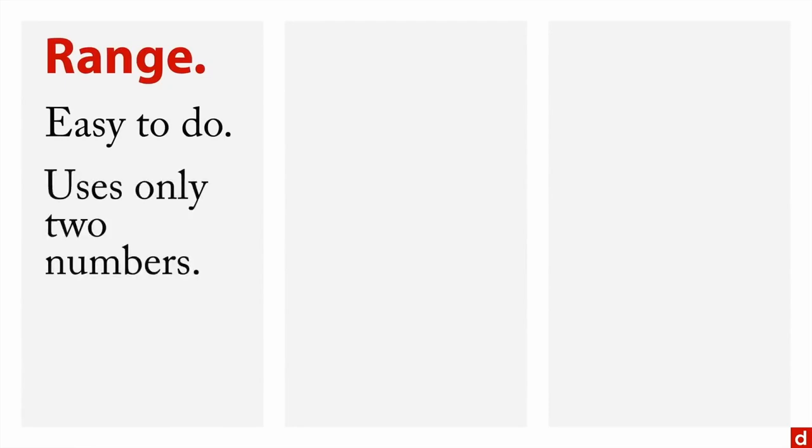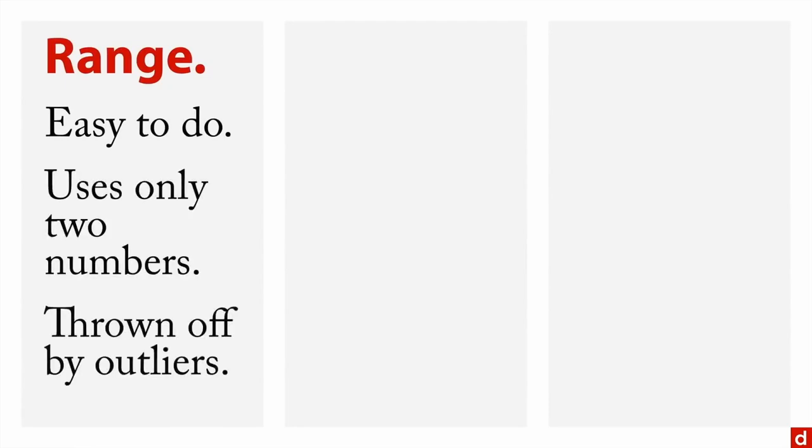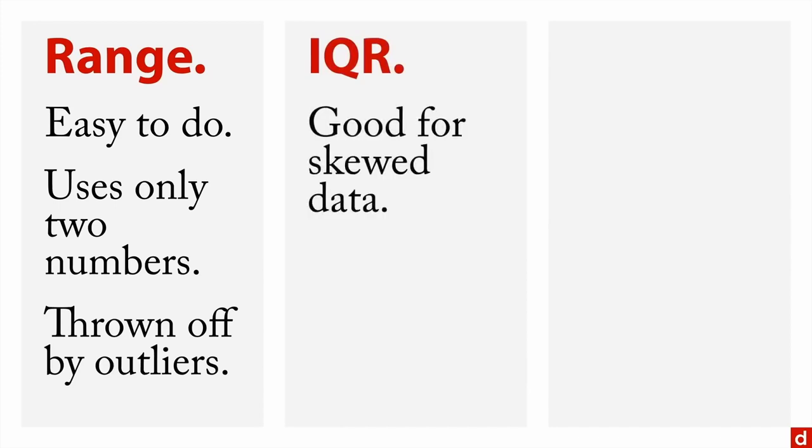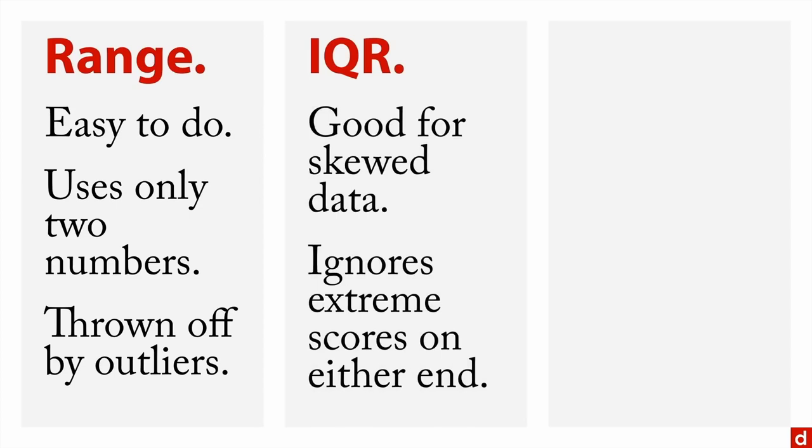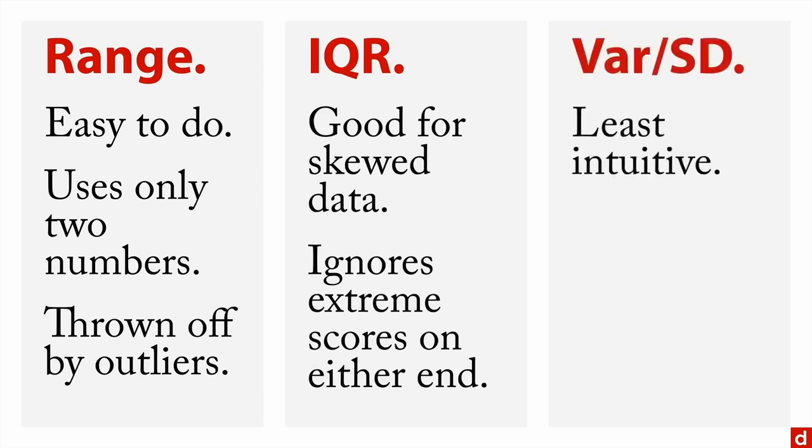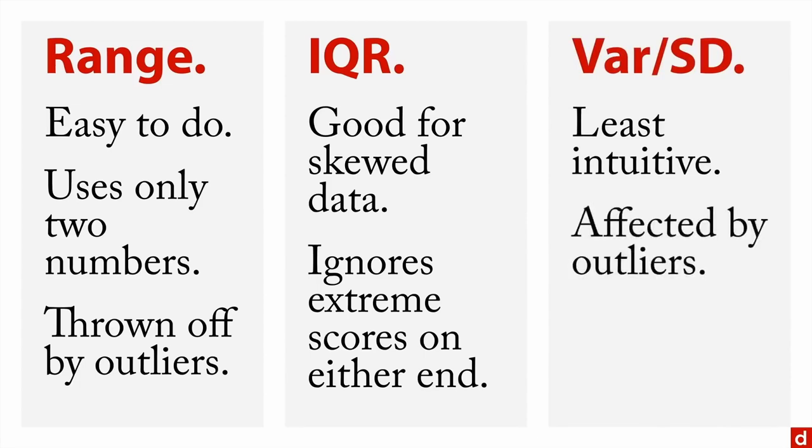So let's do a little pro and con of these three things. First, the range. It's very easy to do. It only uses two numbers, the high and the low, but it's determined entirely by those two numbers. And if they're outliers, you've got really a bad situation. The interquartile range, or IQR, is really good for skewed data, and that's because it ignores extremes on either end. So that's nice. And the variance and the standard deviation, while they are the least intuitive and they are the most affected by outliers, are also generally the most useful because they feed into so many other procedures that are used in data science.